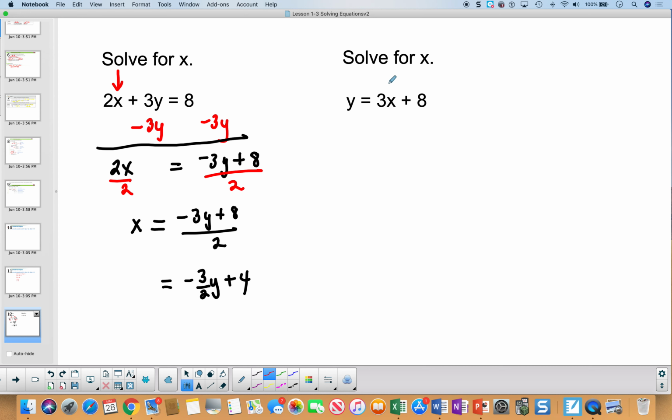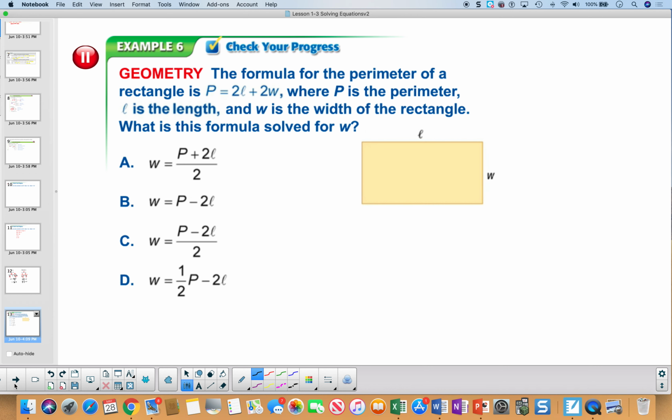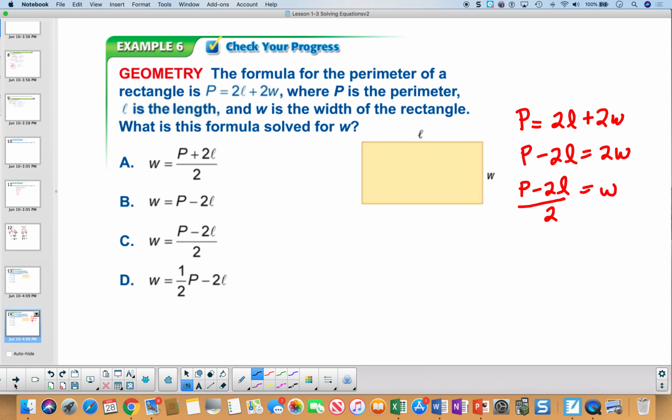Now let's go ahead and solve for x. To solve for x, we're going to undo our addition, so we're going to subtract 8 on both sides. And I'm going to get y minus 8 is equal to 3x. Now I want to divide both sides by 3. And I'm going to get y minus 8 divided by 3 is equal to x. And we can write it as 2 different fractions as well. Either answer is okay. Pause and see what you can do. And here's the answer.